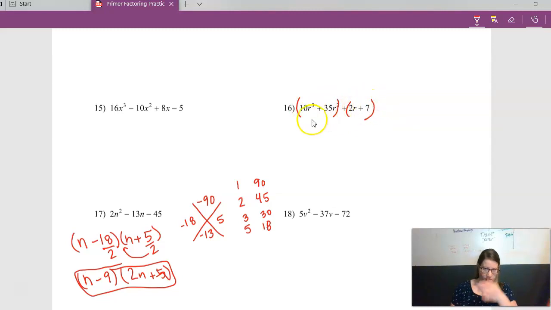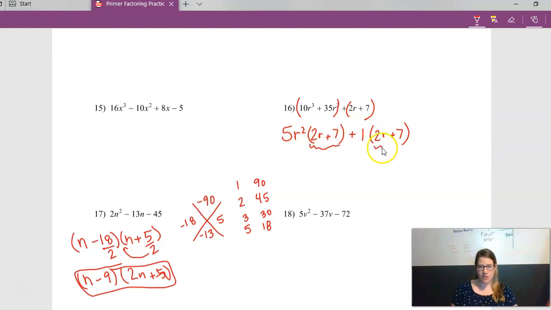I'm looking for common factors between just these first 2. They both have an r squared and they both have a factor of 5. So I'm going to pull out 5r squared from this first group, which would leave me with 2r plus 7. 2r and 7 in my second group don't have any common factors, so the only thing I can pull out is a 1. I'm going to write that 1 there, even though generally we wouldn't, because it's going to help me in my next step.